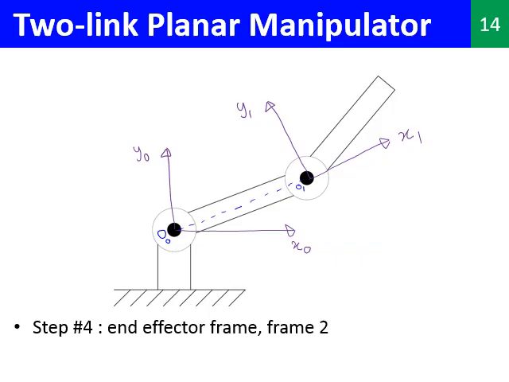Step 4, end effector frame, which is frame number 2. You have the freedom to choose the end effector frame, and that will depend on your requirements. Since we don't have any requirement at this moment, let's just choose the end of link 2 and place frame 2 like this.